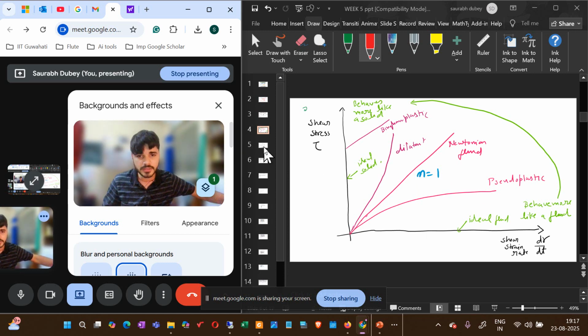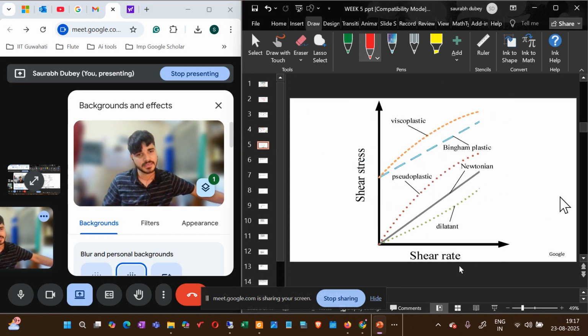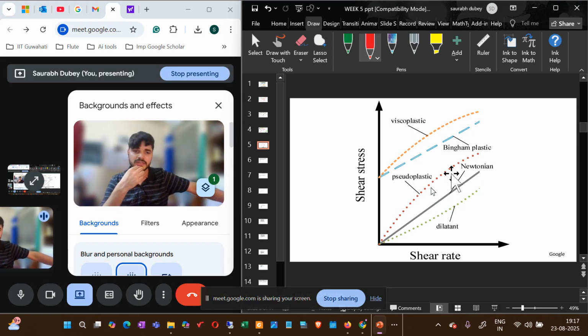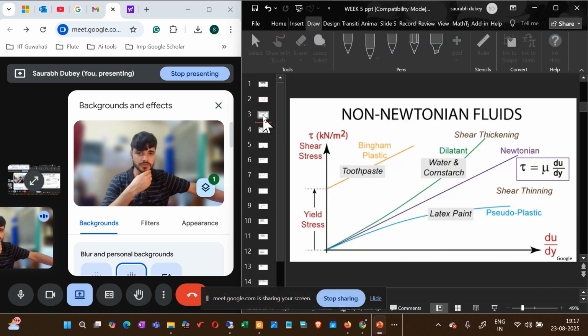So if you see, another thing here is stress versus strain. Here another curve is coming up, which is viscoplastic in nature. These viscoplastic curves can be explained through the Herschel-Bulkley formula. So all the 5 models of time-independent fluids are coming into the picture, with their respective shear stress versus shear rate curves, right? This picture I have taken from Google. Another one also I have taken from Google, right?